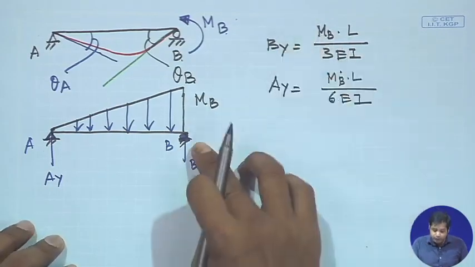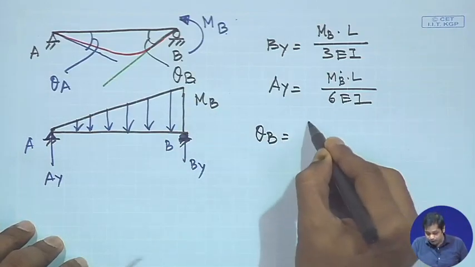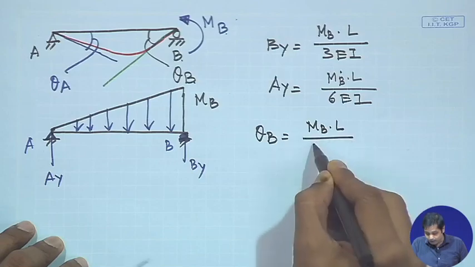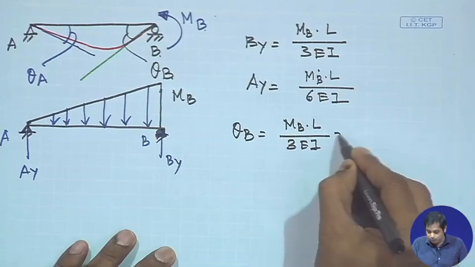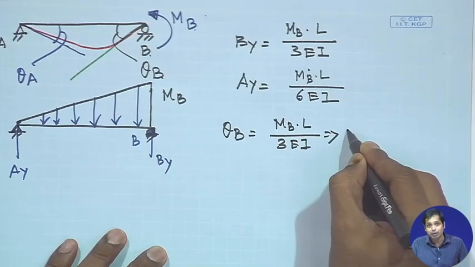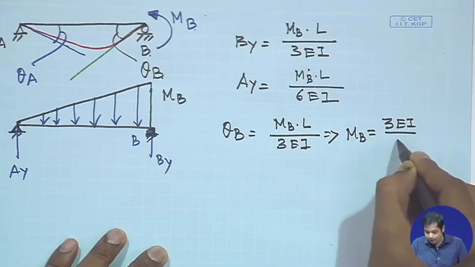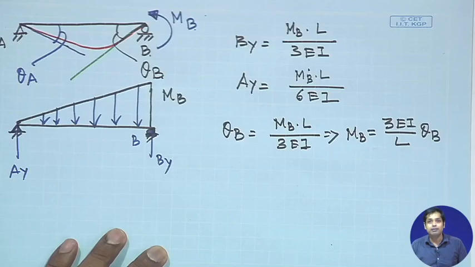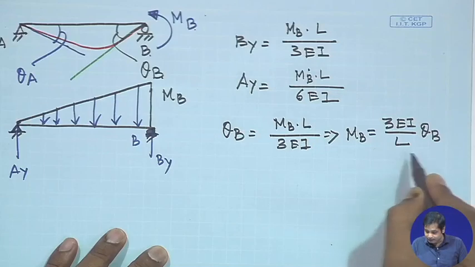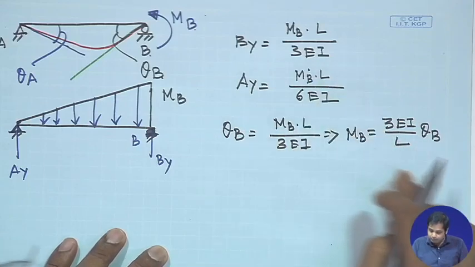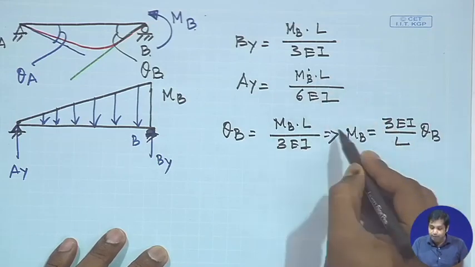Now, since BY is equal to theta B and AY is equal to theta A, theta B will be MB into L by 3 EI, which can be written as MB is equal to 3 EI by L into theta B. And similarly, MA can be written in terms of theta A, and MB also can be written in terms of theta A.